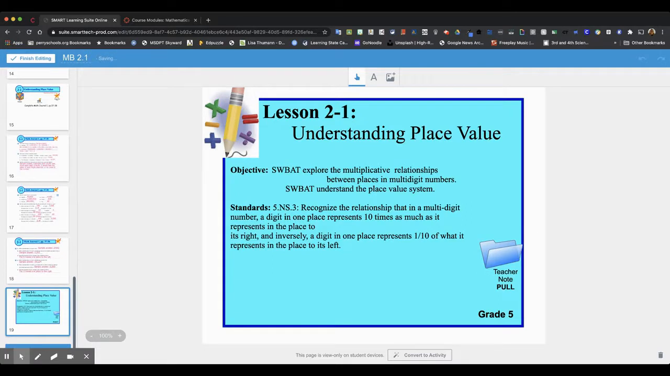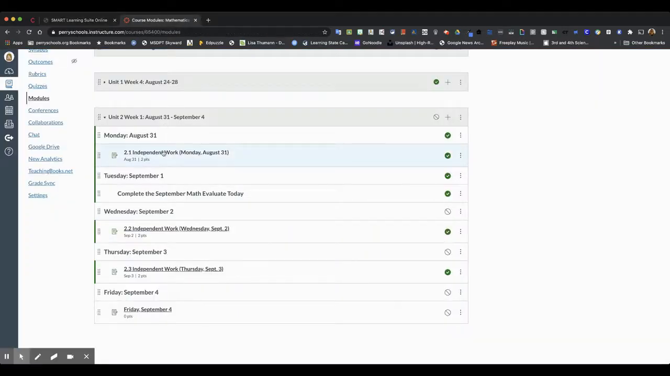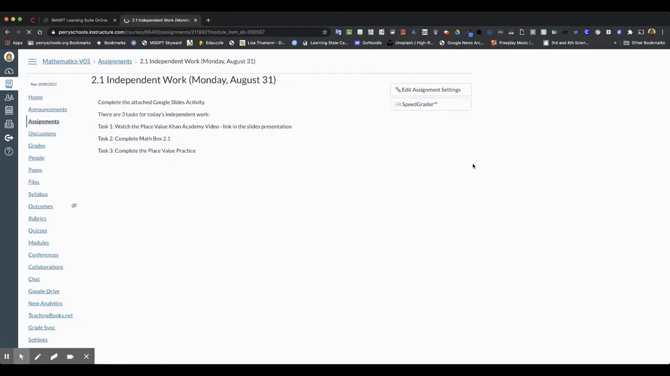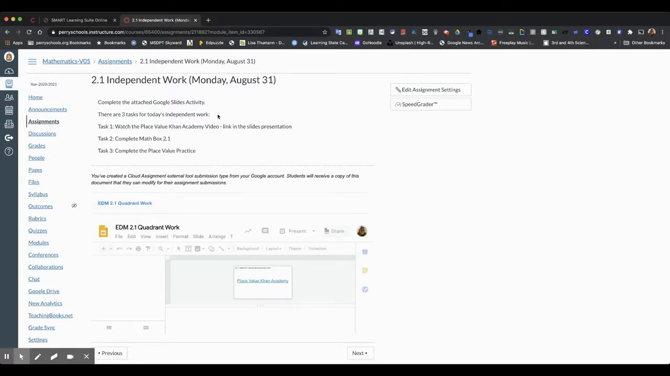All right, lesson 1, understanding place value. Again, we explored the multiplicative relationships between places in multi-digit numbers, and we also are continuing to understand the place value system. Before we end today's video, I'm just going to show you a quick preview of today's independent work. What you are going to do is you're going to complete the attached Google Slides activity. There are 3 tasks for today's independent work.